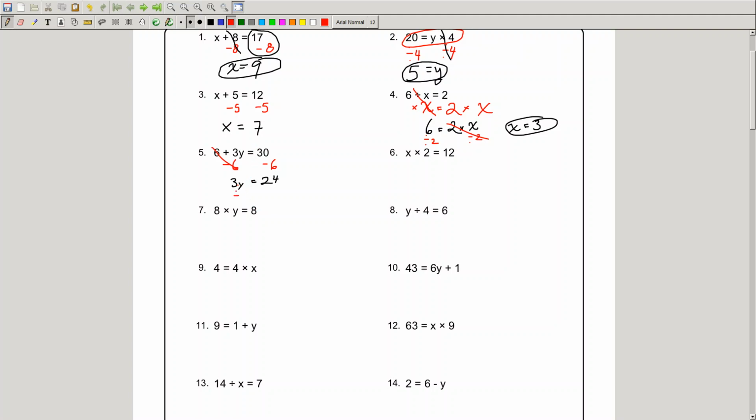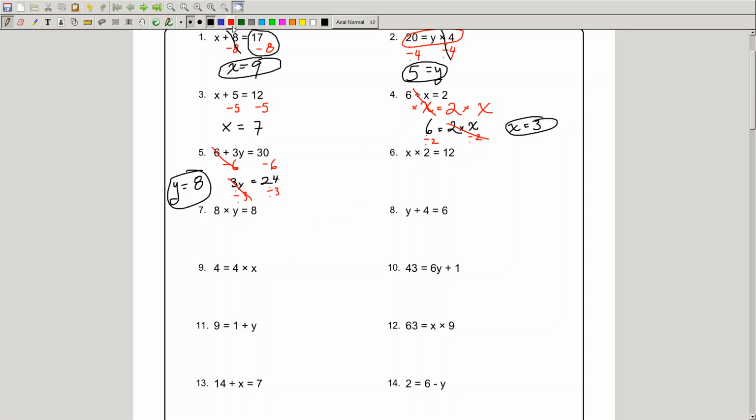Both sides. Divide by 3, divide by 3. And what these 3's will do to each other is cancel, and I'll get y on its own. y is 24 divided by 3. y is equal to 8. And that's it.